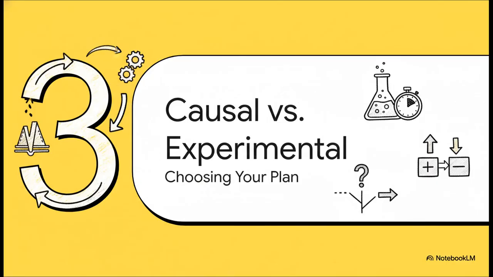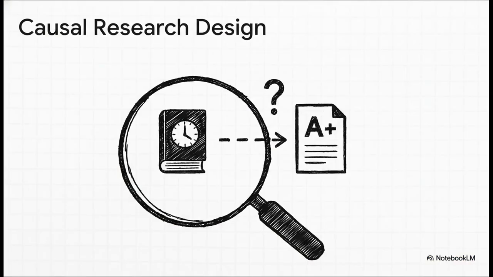Okay, so once you've got those core principles, clarity, validity, and reliability locked in, you have to choose what kind of structure you're actually going to build. And the choice for your blueprint usually boils down to two main types, causal and experimental. So first, you've got causal design. This is what you use when you want to see if X causes Y.